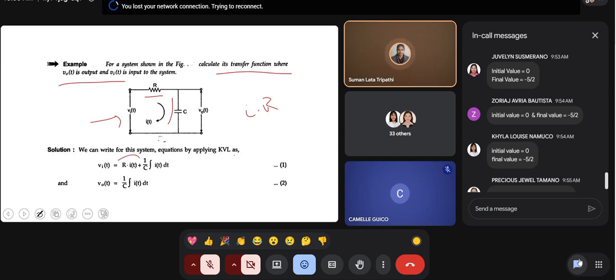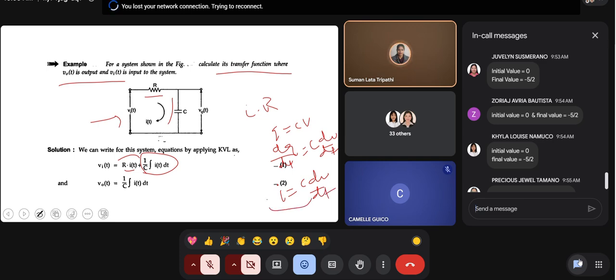So drop in resistance is nothing but R into I(t), and for drop in capacitance, we will go with the definition of capacitance. You know the definition of capacitance is Q equals CV, and dq by dt is nothing but C dV by dt, and dq by dt is nothing but I. So I of capacitor is C dV by dt. So what about the value of drop in C?